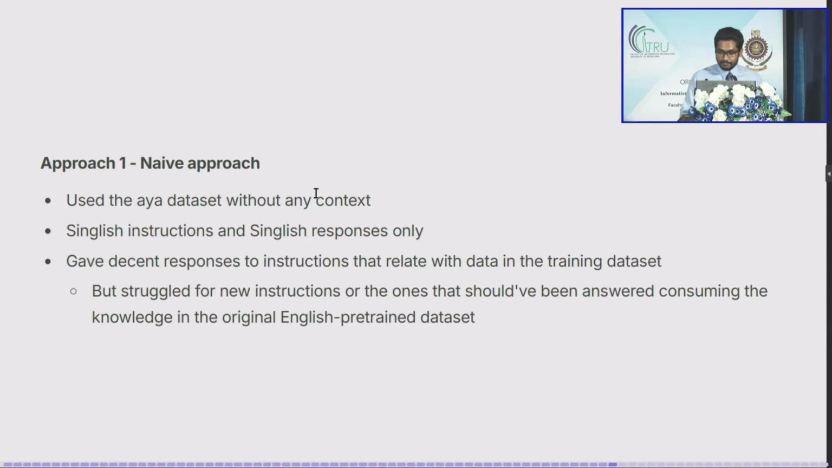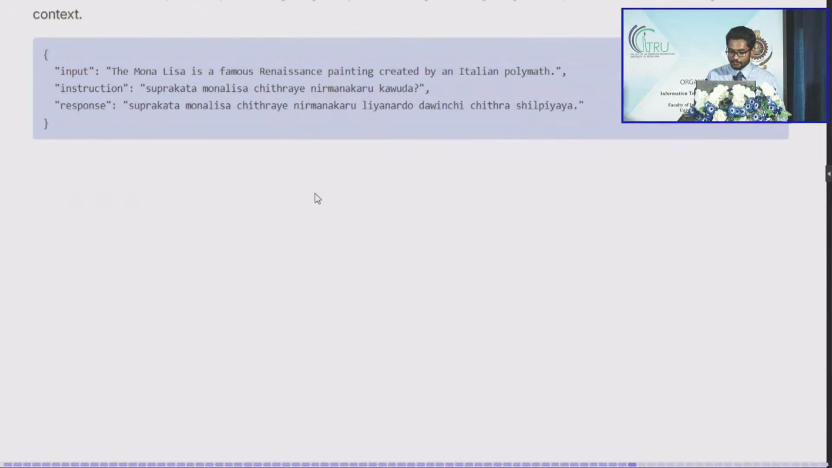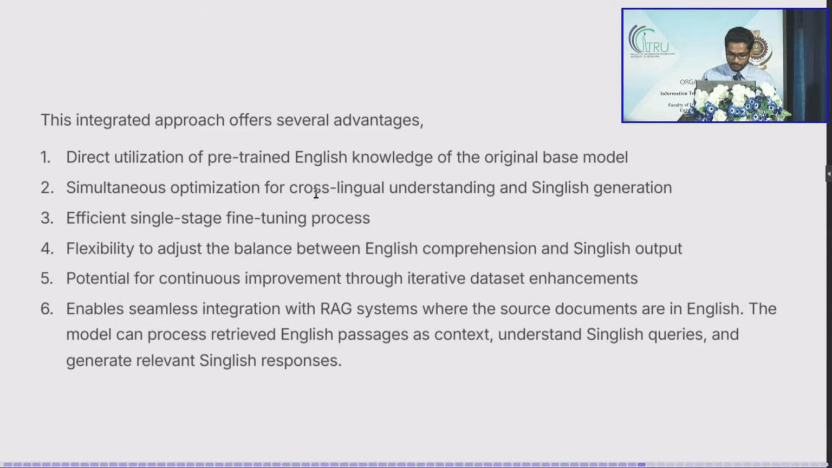And in the fine tuning, we have three approaches. The first one is a naive approach. We had the Singlish questions and the Singlish answers. It did not yield very good results. And then we came up with the hybrid approach. We had the Singlish input, English context, and then the Singlish output. It gave some results which were good, but not good enough, and that is why we came up with the Translation-Augmented RAG. We give the input in Singlish, convert it to English, feed it into the RAG system, get the output, and then convert it back to Singlish. So that is the overall architecture.